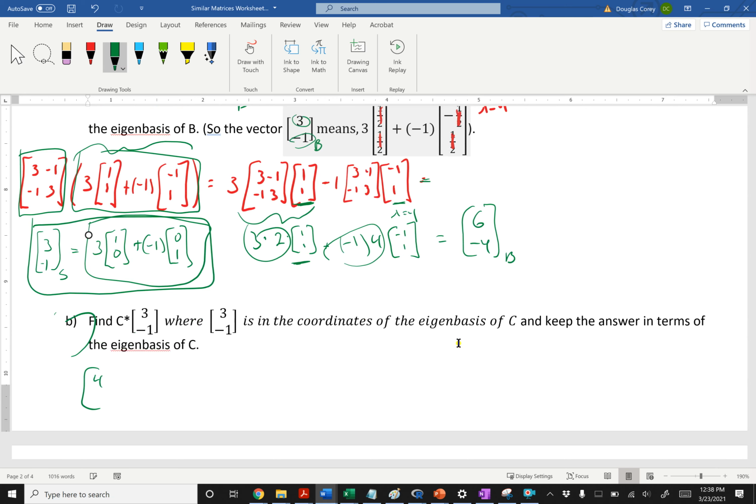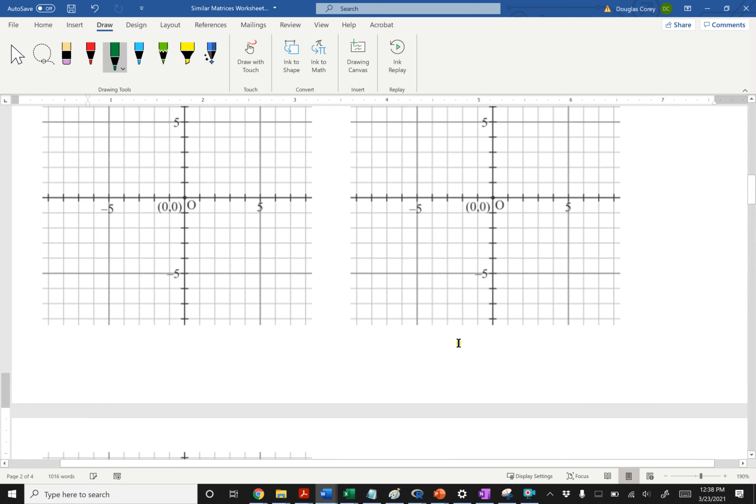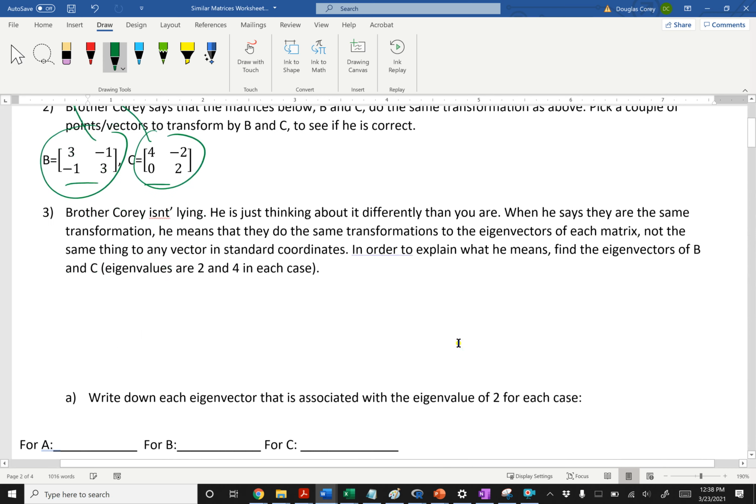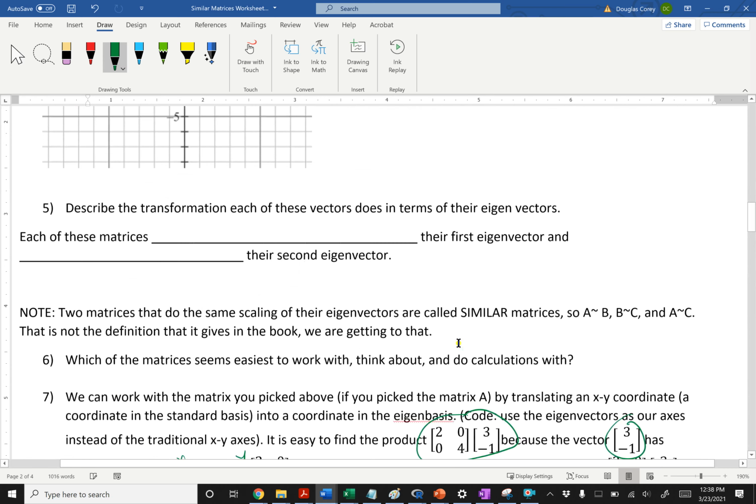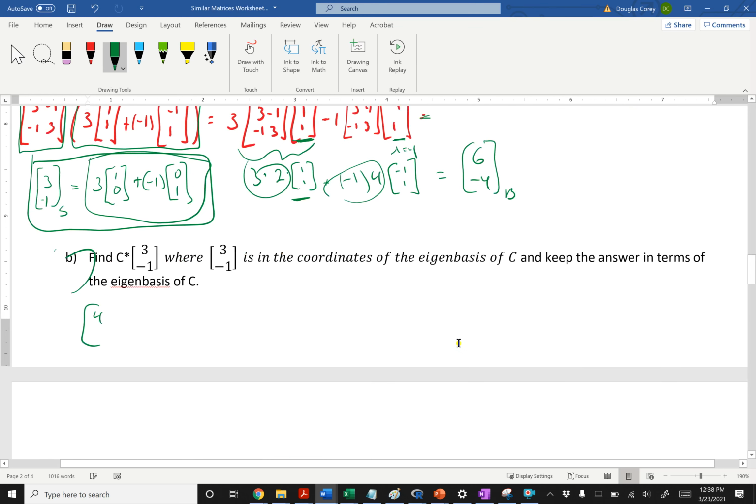I can't even remember, with a different matrix, sorry. Can't remember what the matrix is. 4, -2, 0, 2. And we're not going to go through it.